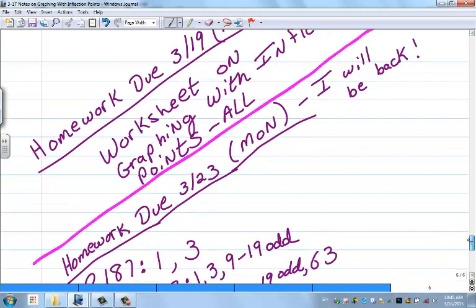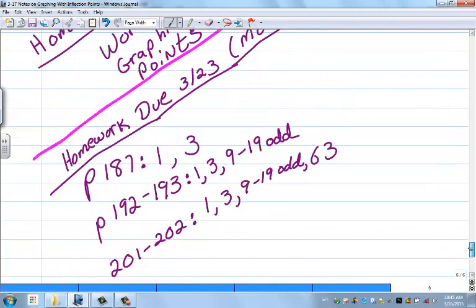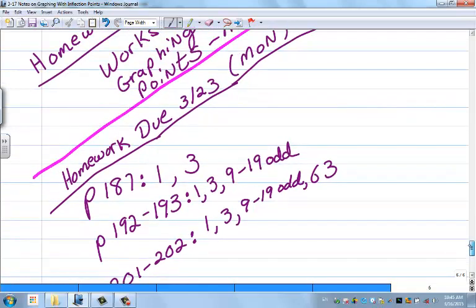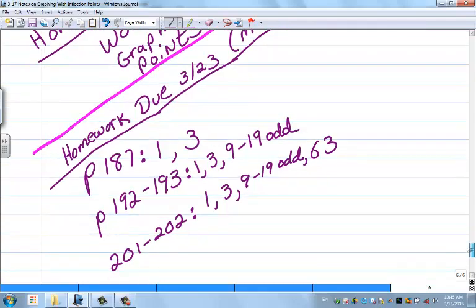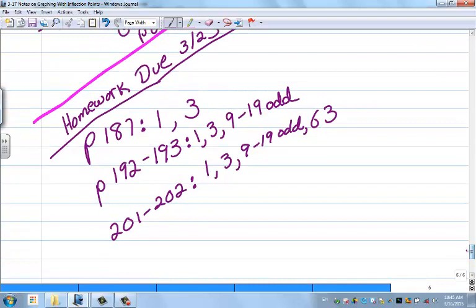Okay, so again, to review, the homework due Thursday is the worksheet, numbers 1 through 5. The homework due Monday, the 23rd, is this, and on the 23rd, we're going to take time to go over all this graphing stuff, and then you will have a quiz on Wednesday, the 25th. So I will be there to go over some things with you on the 23rd before you take your big quiz on the 25th.